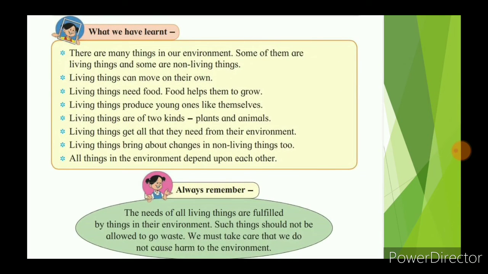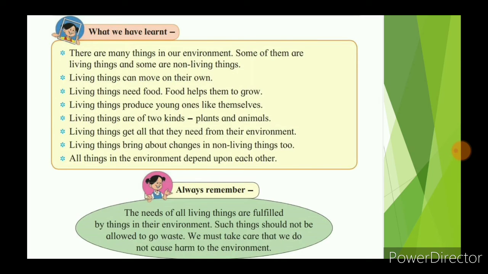What have we learnt in this lesson? There are many things in our environment. Some of them are living things and some are non-living things. Living things can move on their own. Living things need food. Food helps them to grow. Living things produce young ones like themselves. Living things are of two kinds, plants and animals.